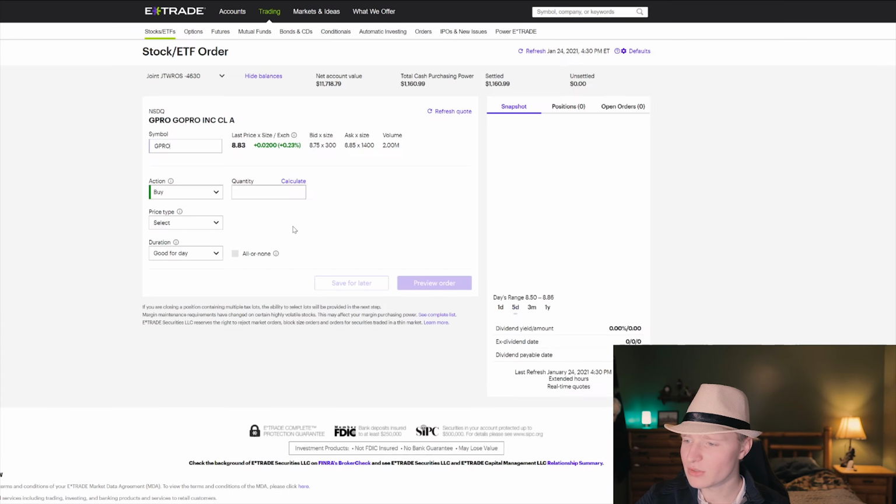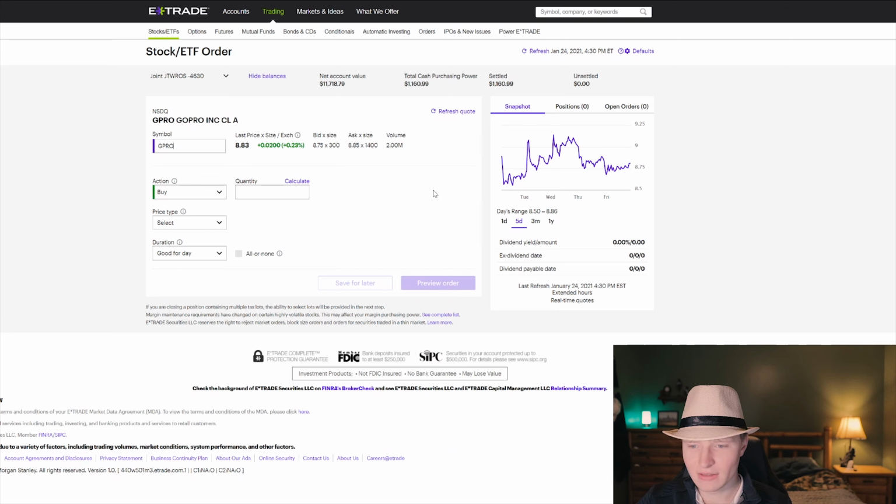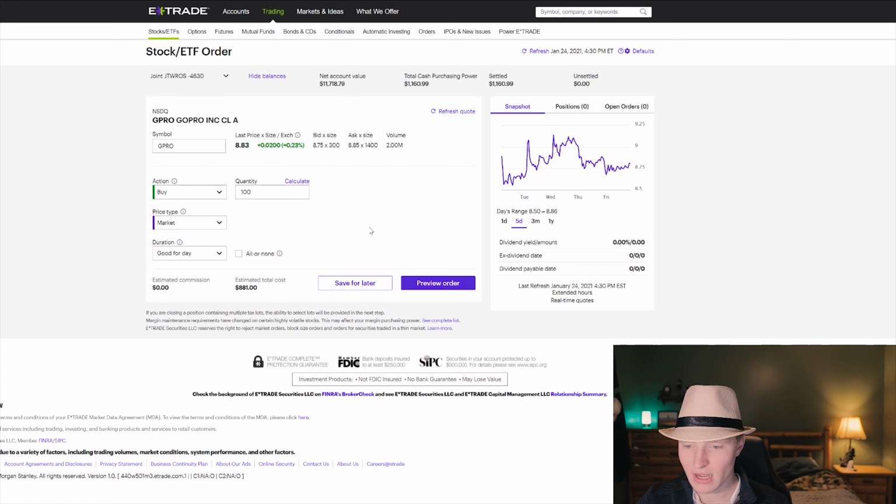We're going to come up here to the buy button. And once that loads, you can see we have a lot of information here. So what should we do here? Here we have the quantity. This is how many shares you wish to purchase. So if you put in, say, 100 shares, and we'll just give it a market order, you can see that we now have an estimated cost of $881.